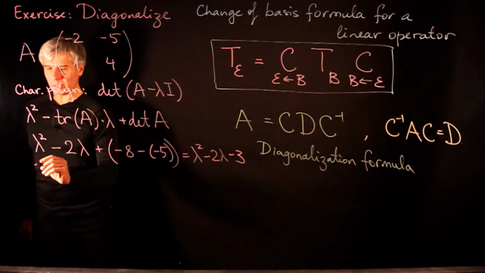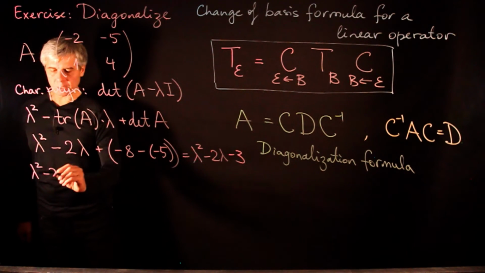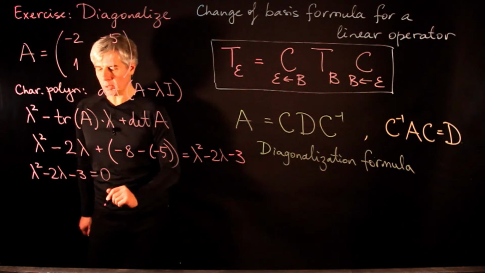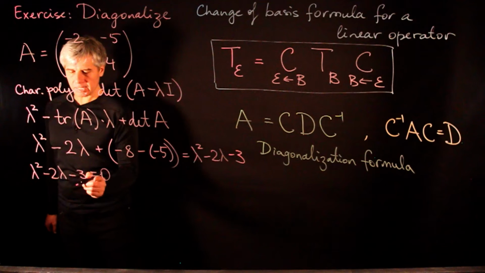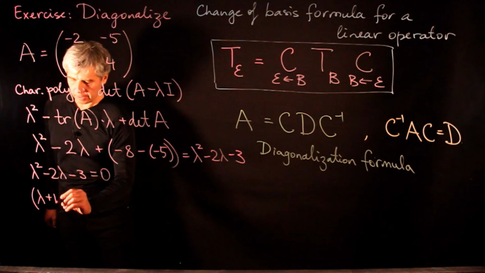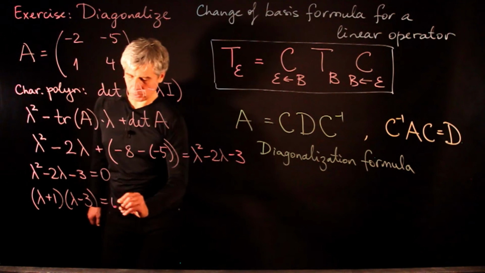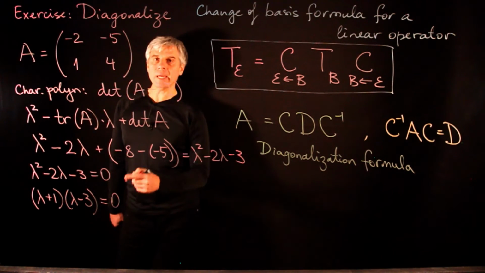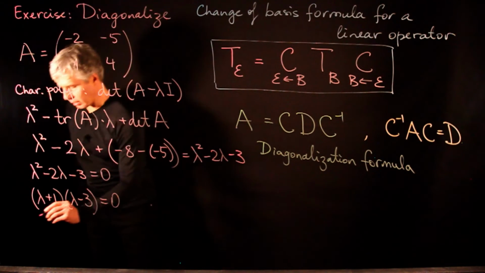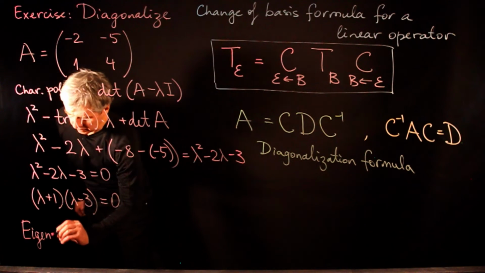Then the characteristic equation is lambda squared minus 2 lambda minus 3 equals 0. The left-hand side factors as (lambda plus 1) times (lambda minus 3) equals 0. And the eigenvalues are the roots of the characteristic polynomial. So what we get is that we have two eigenvalues.